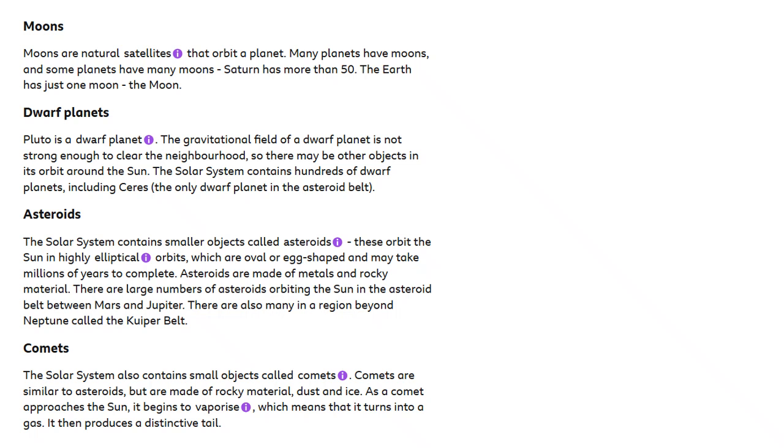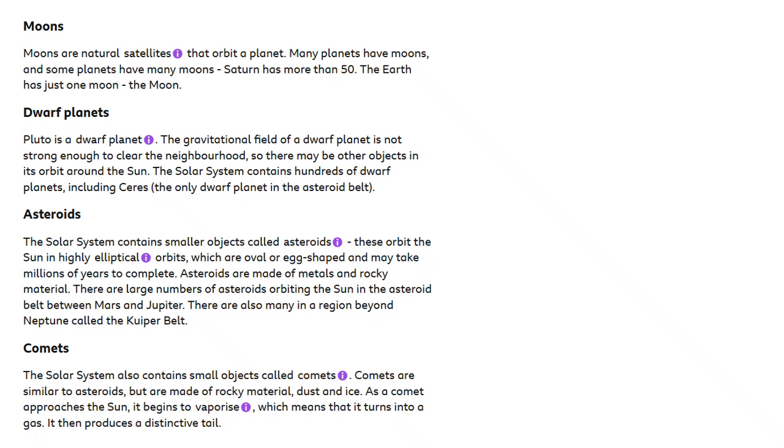Asteroids. So the solar system contains smaller objects called asteroids. These orbit the Sun in a highly elliptical orbit, which are oval or egg-shaped and may take millions of years to complete. Asteroids are made of metals and rocky material. There are a large number of asteroids orbiting the Sun in the asteroid belt between Mars and Jupiter. There are also many in a region beyond Neptune called the Kuiper belt.